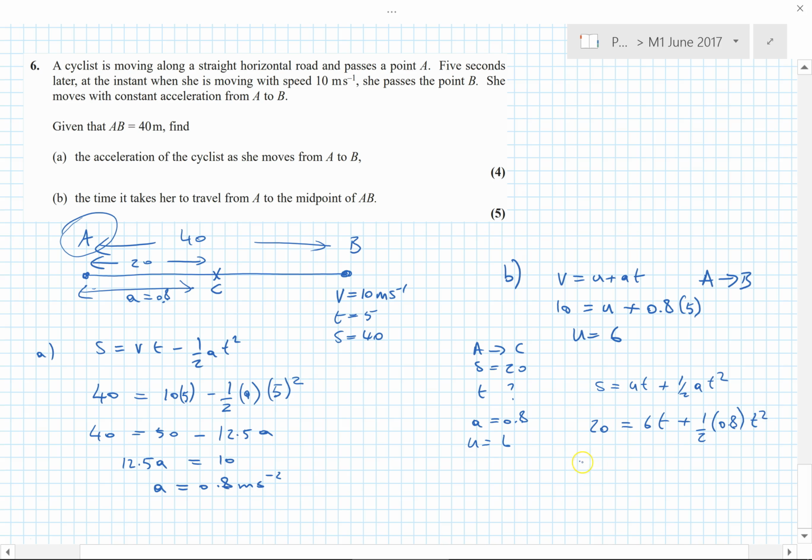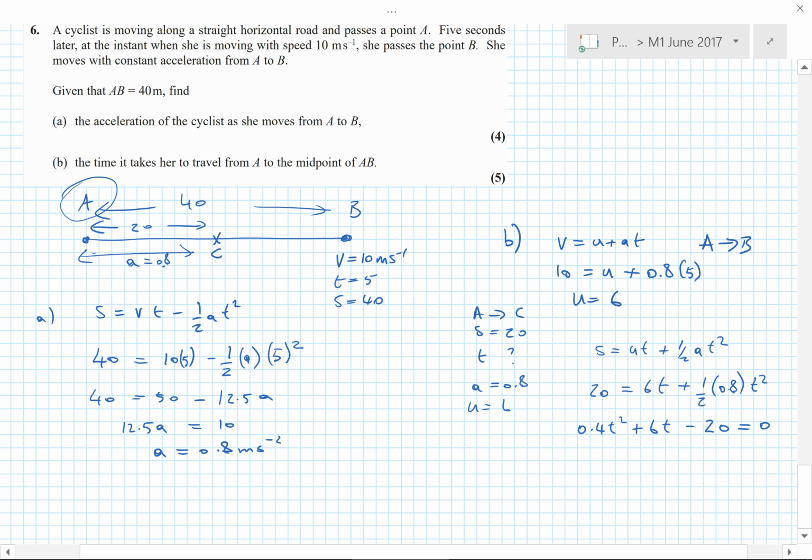So that gives me 0.4t squared plus 6t minus 20 equals 0. Well, you can put that straight into the formula if you want. I just have an overwhelming temptation to make it positive coefficients, so I'm going to times by 2.5, because timesing by 2.5 will make that t squared just 1, times that by 2.5, we get 15t, times that by 2.5, and we get 50.